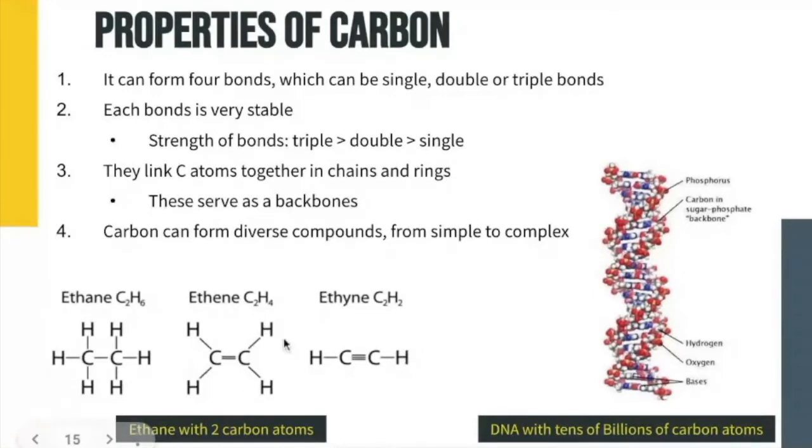This is just the simplest example that I can give to you: ethane with 2 carbon atoms. If you want to look at something more complicated, you can see our DNA double helix, where carbon makes up the sugar phosphate backbone.